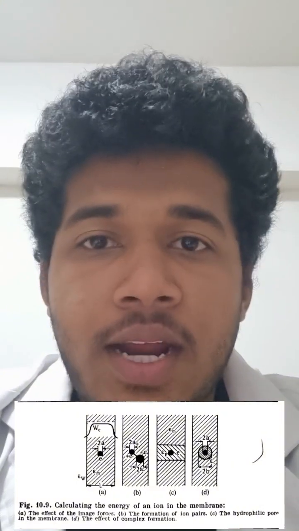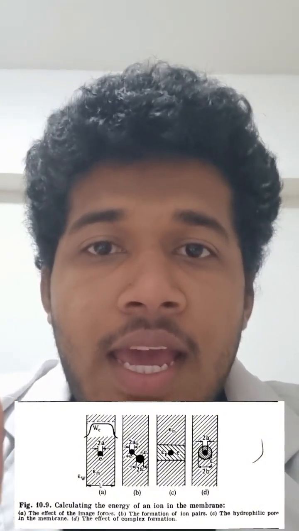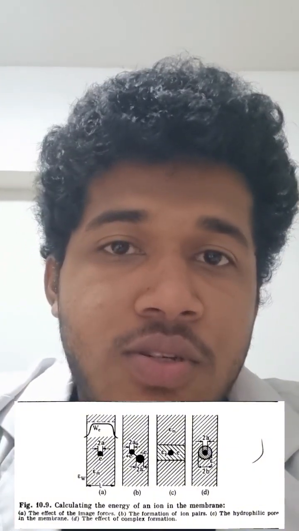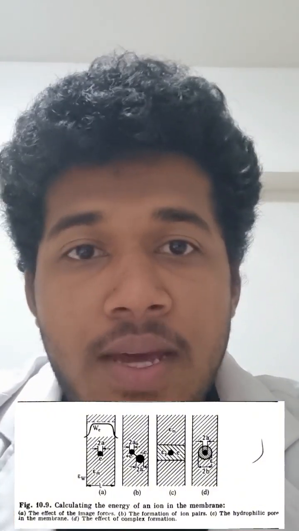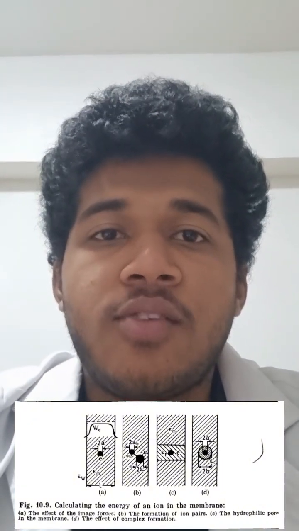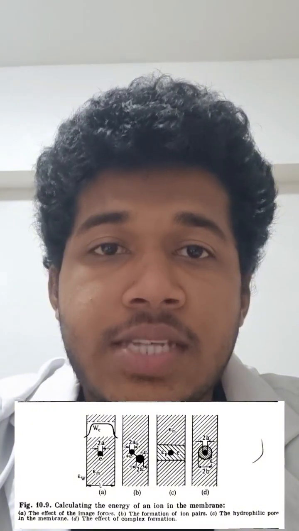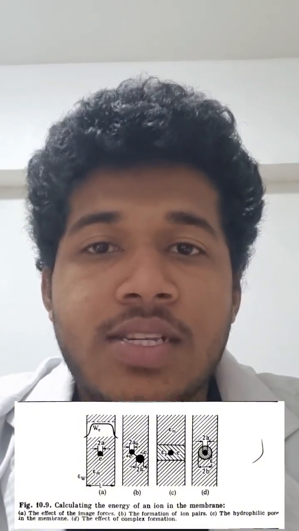So this figure calculates the energy of an ion in the membrane. In figure A, the effect of image forces is shown; in B, formation of ion pairs; in C, hydrophobic forces in the membrane; and in figure D, the effect of complex formation. The low ionic conductivity of lipid membrane, which is treated as a homogeneous medium, is determined by the low dielectric constant of lipids.